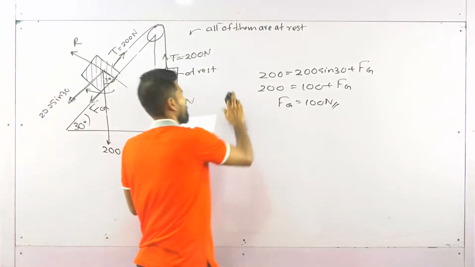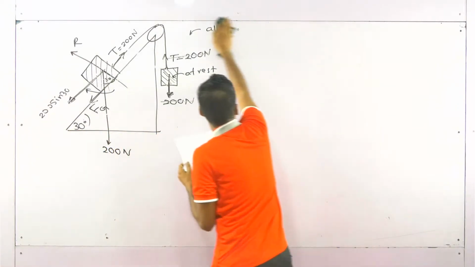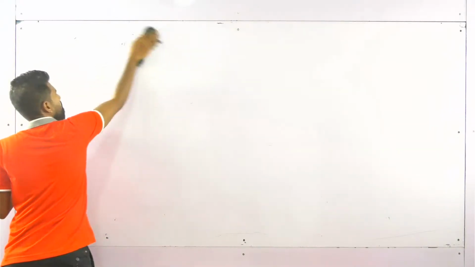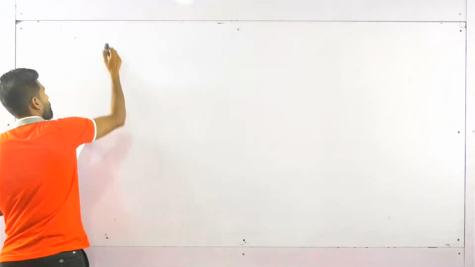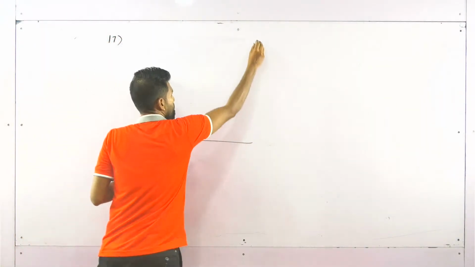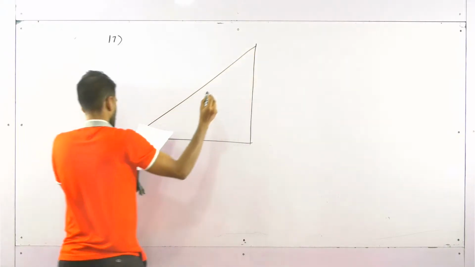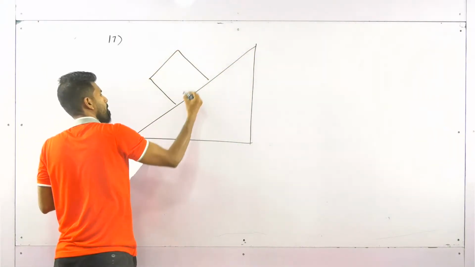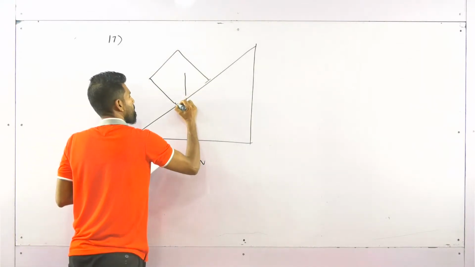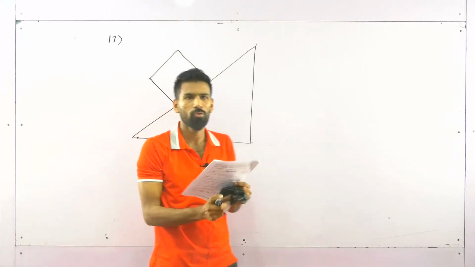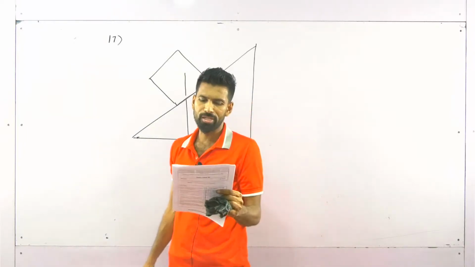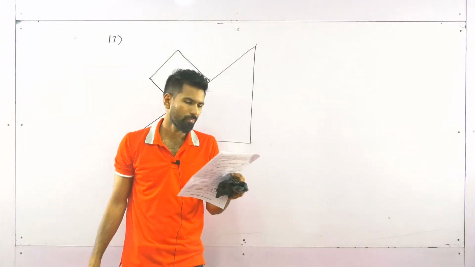Okay, question number 17. A block of mass 5 kg, weight is 50 newtons, is placed on a rough inclined plane. The inclination of the plane is gradually increased till the block just begins to slide down.